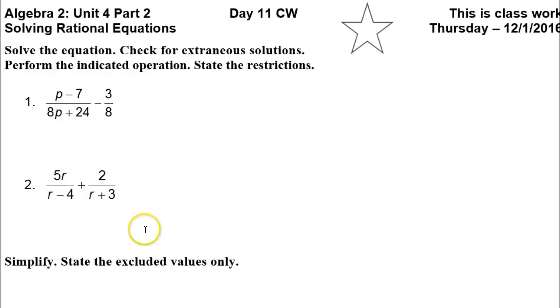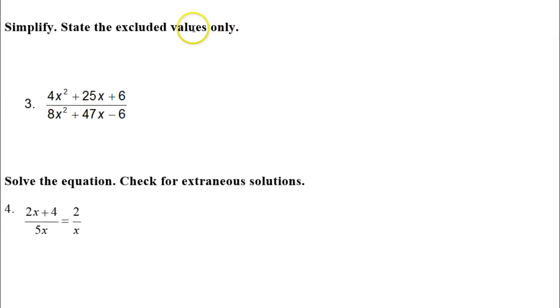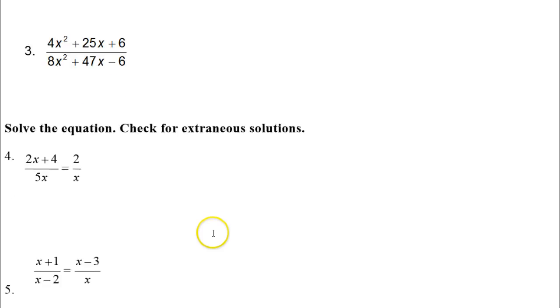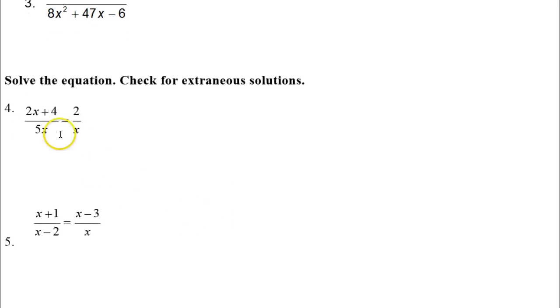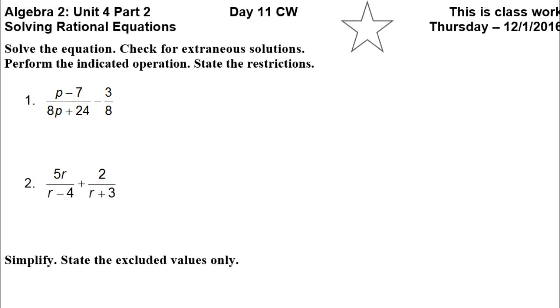This video is a review of some operations with rational expressions such as these. We're going to go over adding and subtracting rational expressions, simplifying rational expressions, stating the excluded values, and solving rational equations, which is a little bit different. But let's start with problem number one, a subtraction problem.